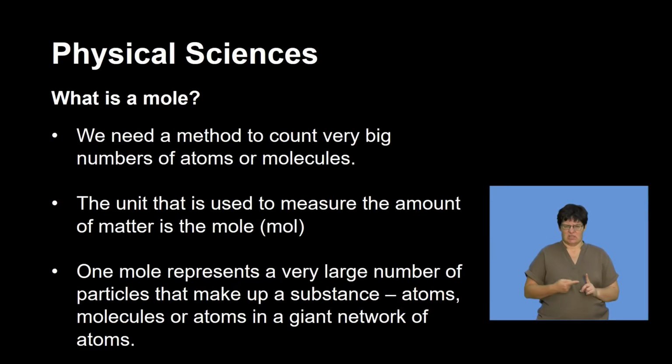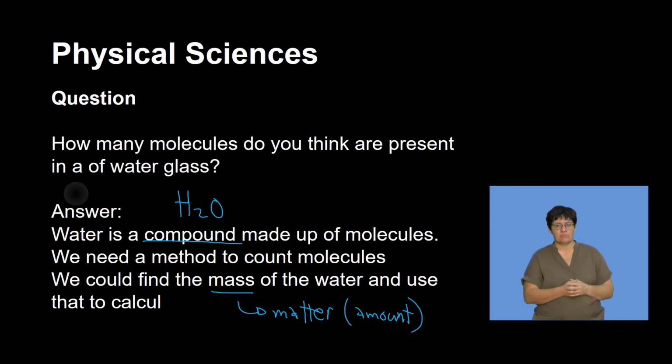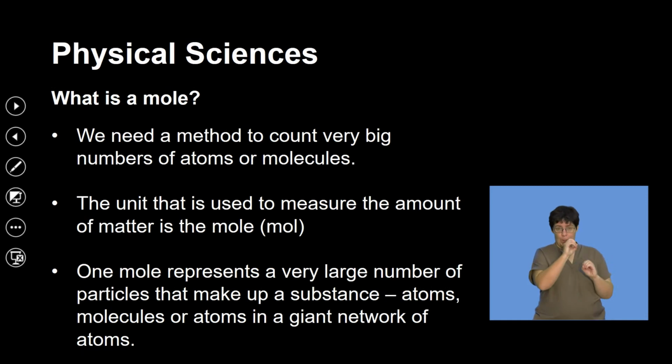We need a method to count very big numbers of atoms and molecules. Remember, the first question was: what's the furthest that you can count in terms of numbers? While we introduce the mole, let's think about a better way of counting very big numbers. Matter consists of small particles. So we are saying that a large number of particles make up a small sample of matter.